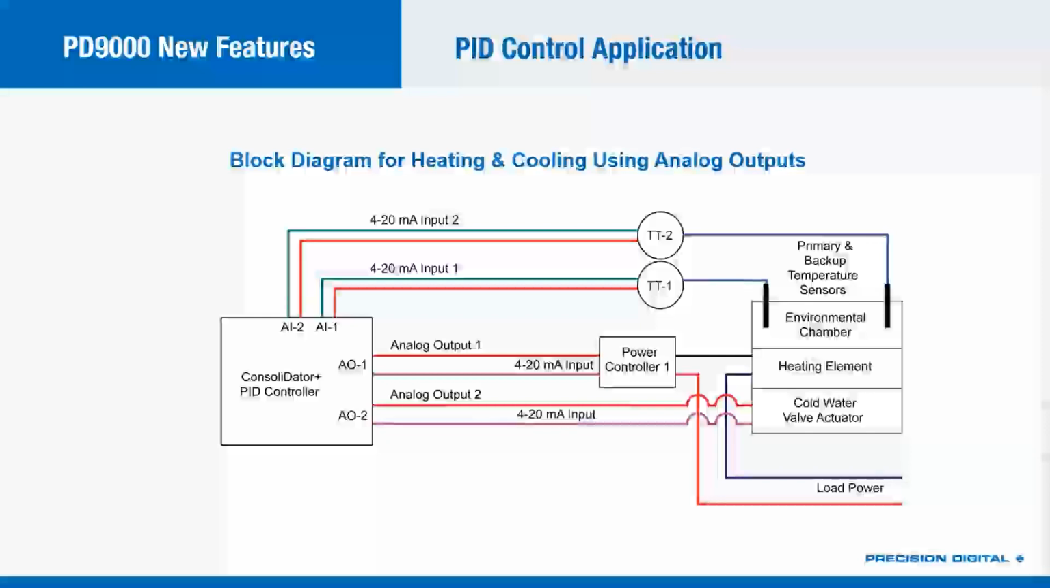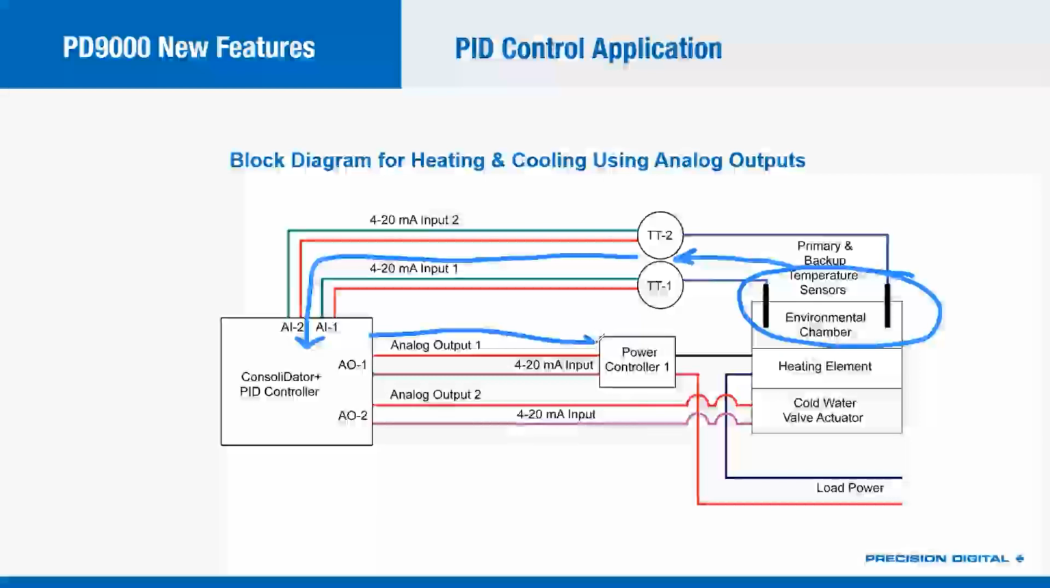And then talking about 4 to 20 milliamp outputs for a minute. In this example, again, we've got that same environmental chamber with its 2 temperature sensors going through temperature transmitters, outputting their 4 to 20 milliamp signals to the ConsoliDator Plus. But now we have a 4 to 20 milliamp output going to an SCR power controller, which is controlling the power getting to the heating element. And then we've got a 4 to 20 milliamp output going to a valve actuator, which is allowing through a certain amount of flow of chilled water.